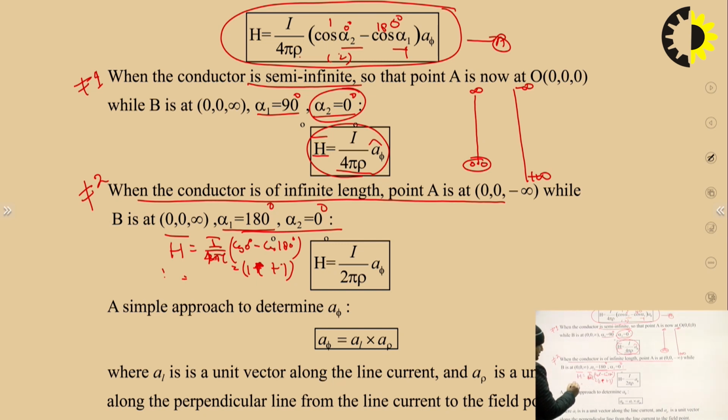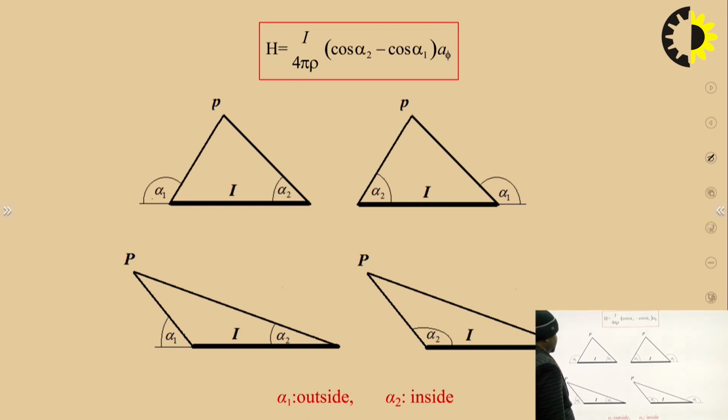So what is the value of H? H is 2I upon 4 pi rho in the direction of A phi. That means I upon 2 pi rho, because 2 over 4 is 1 over 2. So that means I upon 2 pi rho in the direction of A phi. So we can easily calculate if your current carrying conductor is of infinite length. So the value of magnetic field intensity H is equal to I upon 2 pi rho in the direction of A phi. So this is the formula for that particular system.